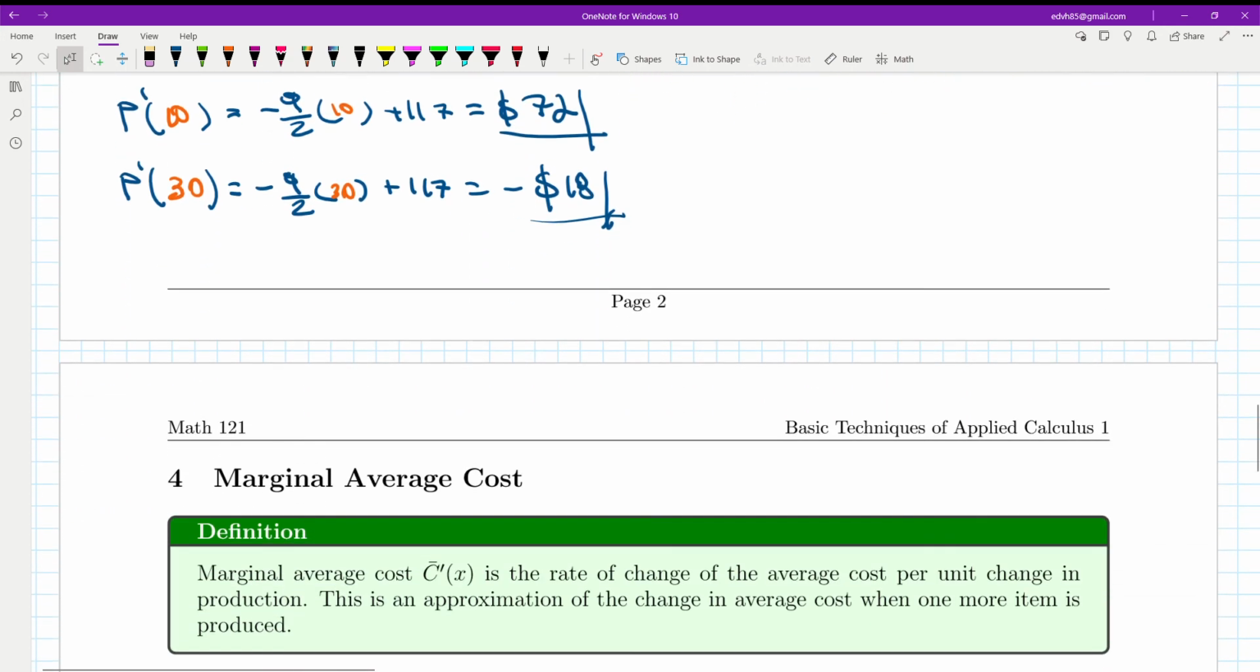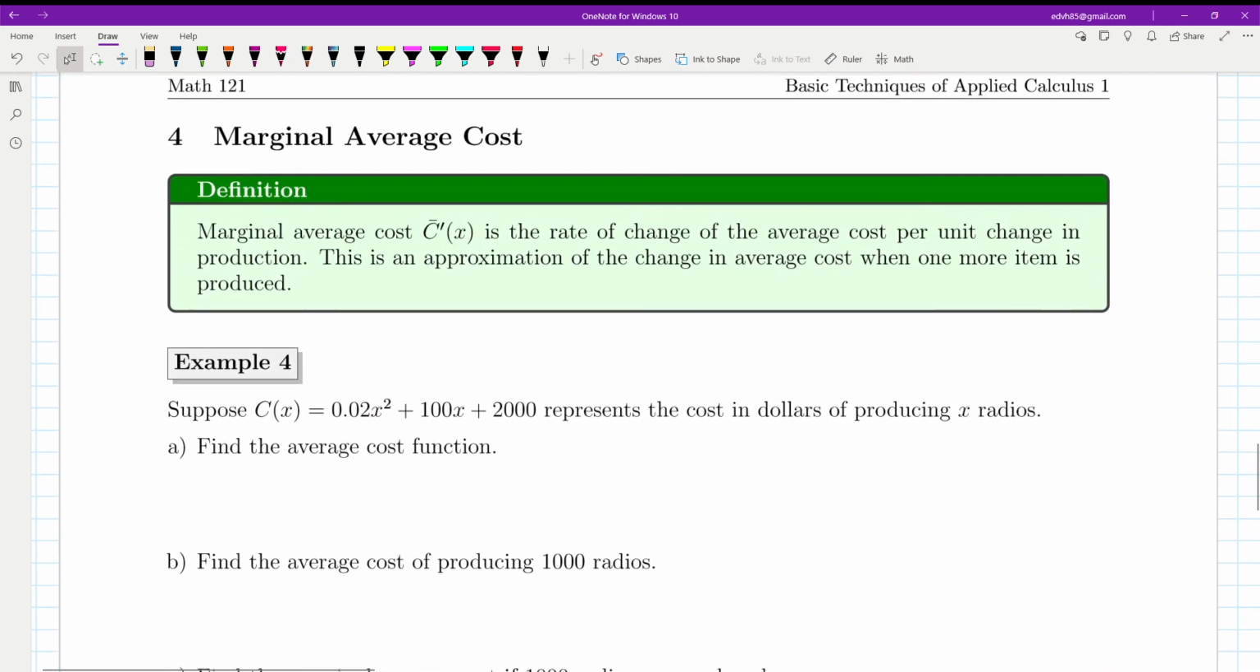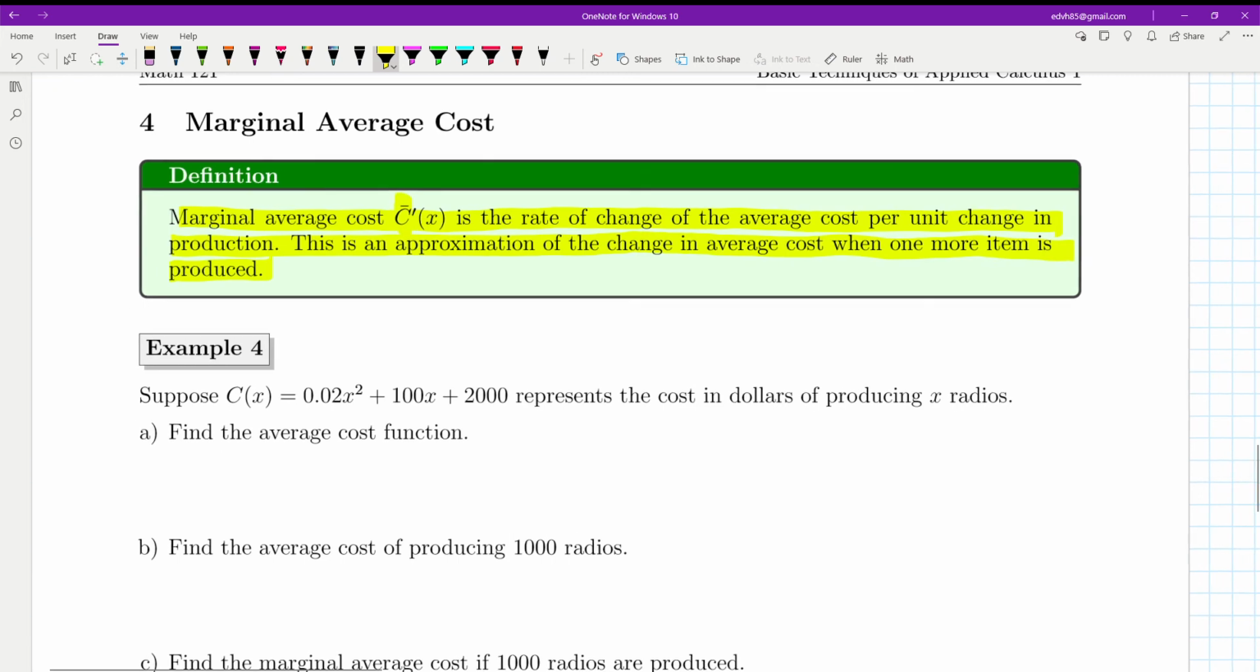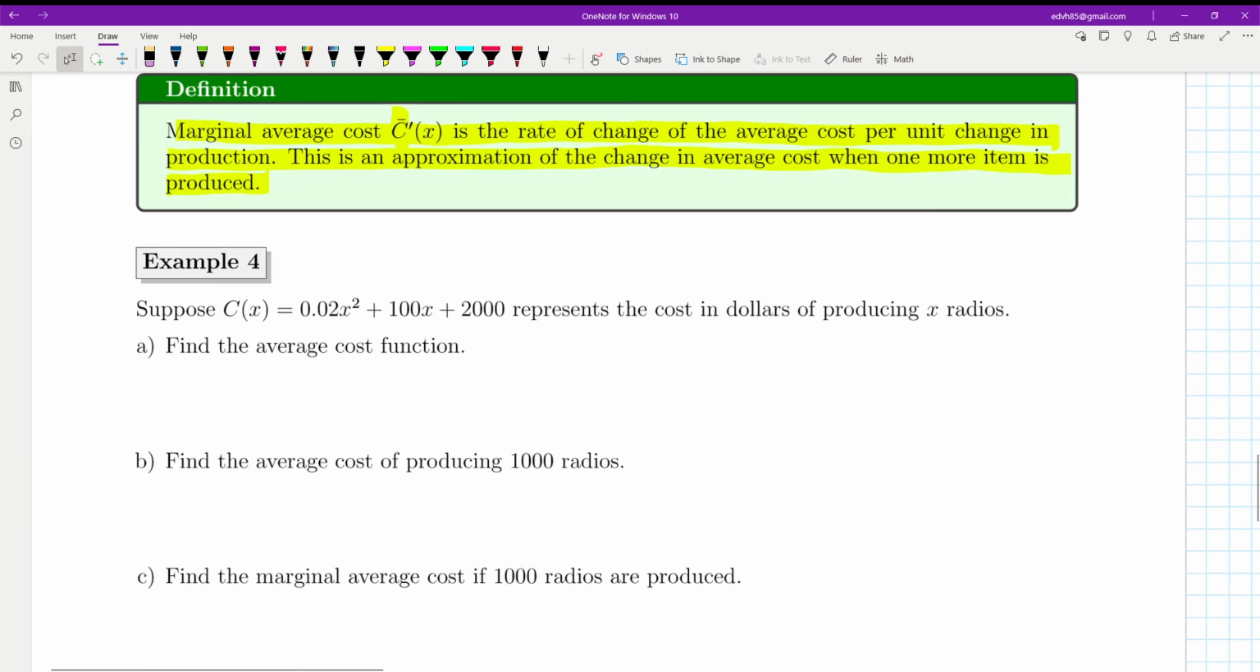Okay, and one more thing to discuss in this section is marginal average cost, which in a similar way is the rate of change of the average cost per unit change in production. This is an approximation of the change in average cost when one more item is produced. And notice this little bar right here. This bar means average. Let's see what this is about.